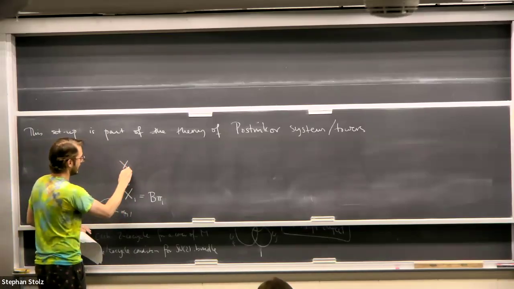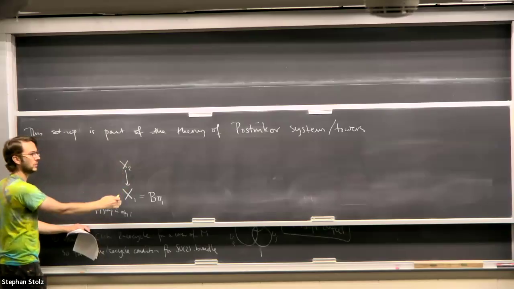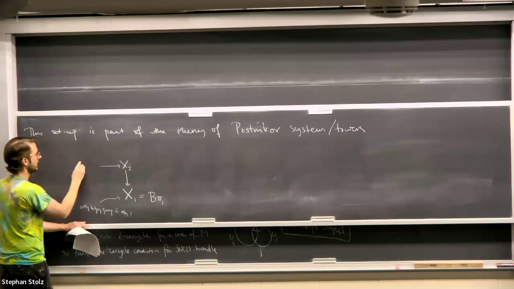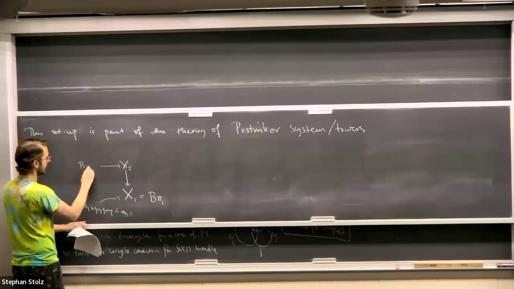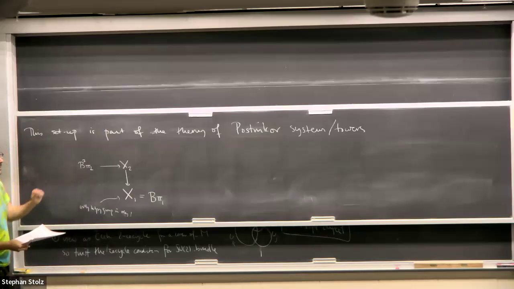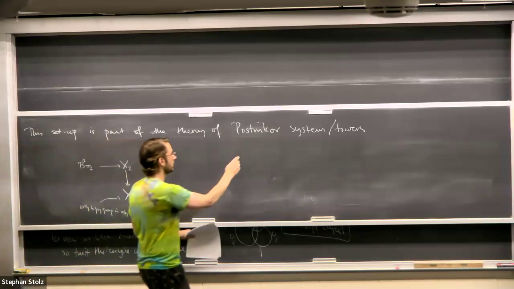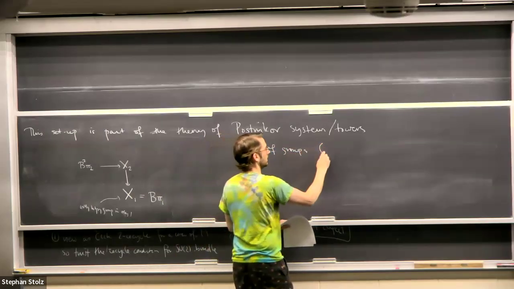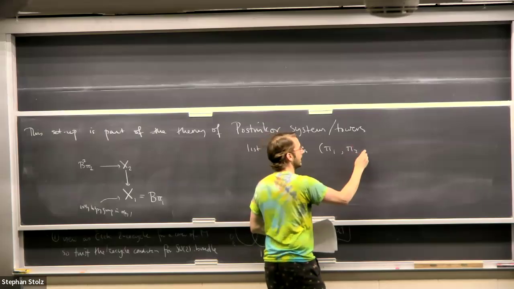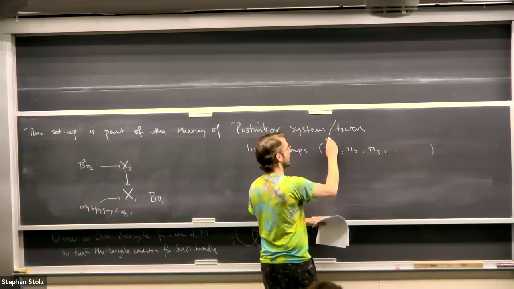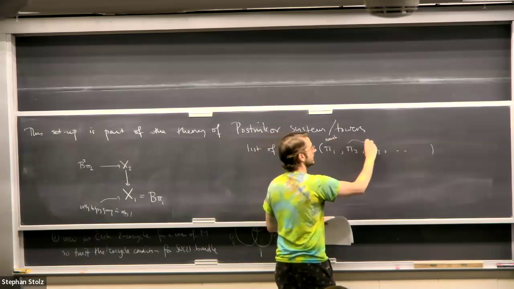The next stage of the tower, pick up vibration X2 over X1. Where the fiber, so yeah, a fiber looks like B2 of some group I2. So there's going to be a list of groups: I1, I2, I3. This can be non-abelian, but all of these will be abelian.